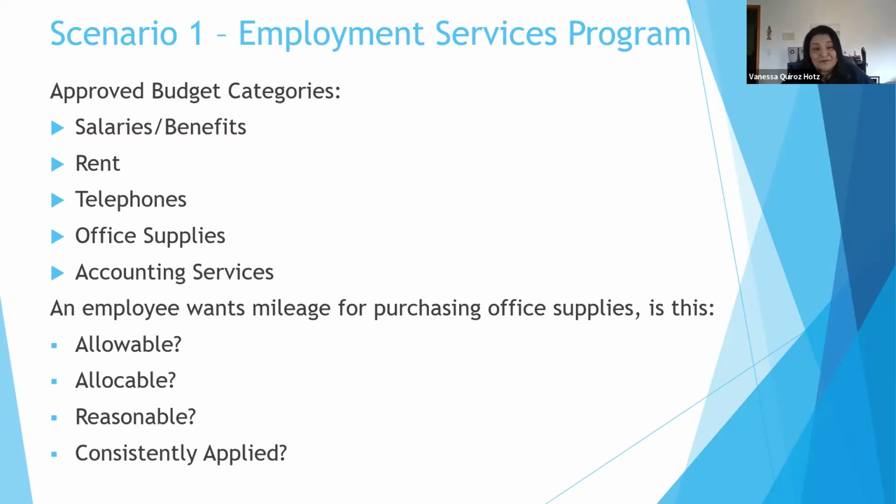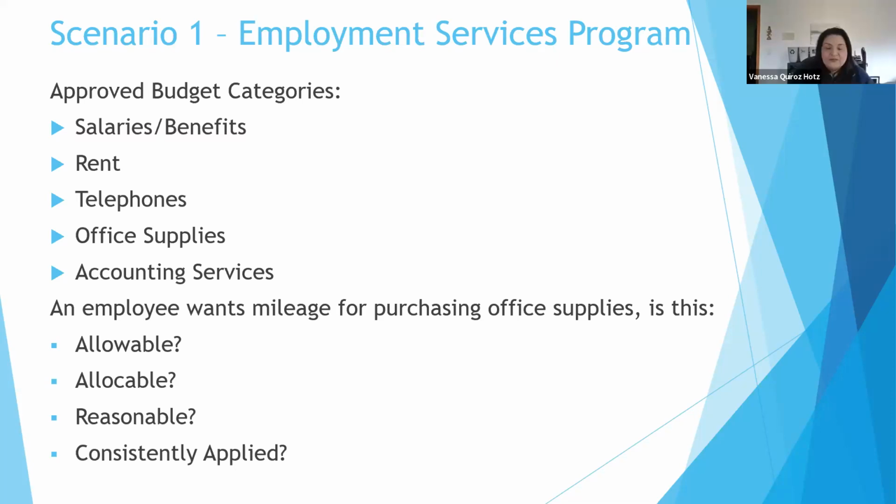Now, all of a sudden, you have an employee come to you and say, okay, I've purchased all of our office supplies, but I want you to pay my mileage because I had to travel 15 miles away. You would ask yourself, is the mileage an allowable expense on the grant? Any guesses? I would say no, it's not allowable. So then you would go on and ask, is it allocable? Is it reasonable or is it consistently applied? When you're looking at an expense, go through those 4 cost principles. But yes, I agree with you. I would not think that this would be allowable.